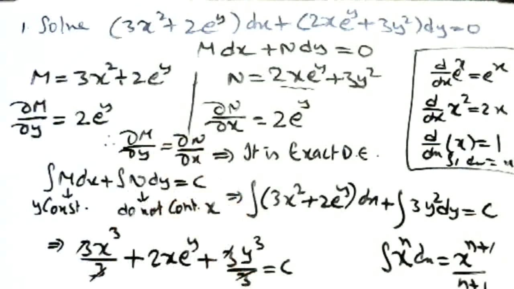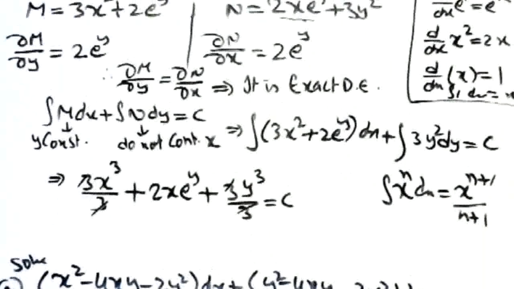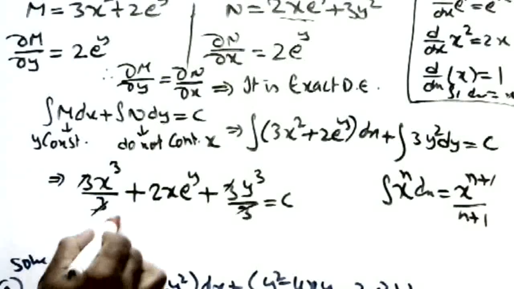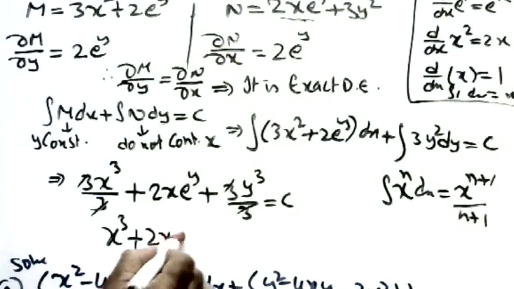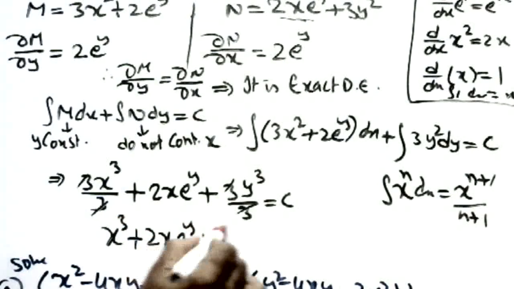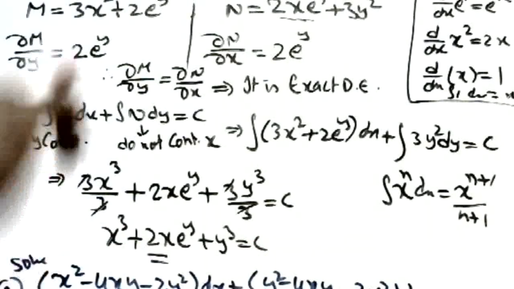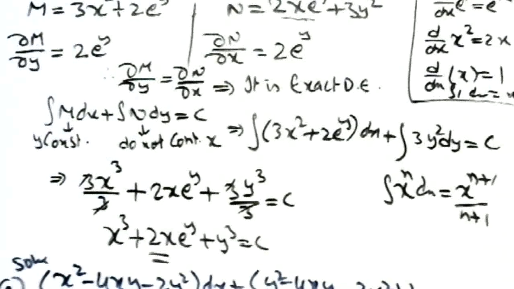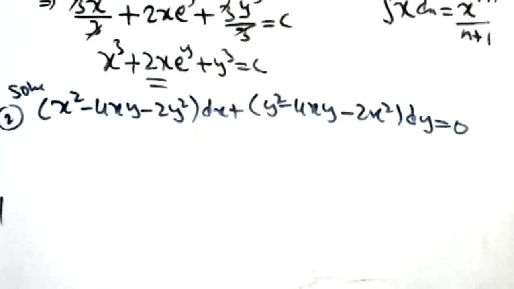So this is the last step. Now let me cancel this 3 and 3. So we got the answer as x³ + 2x e^y + y³ = c. So this is the procedure of doing the question.